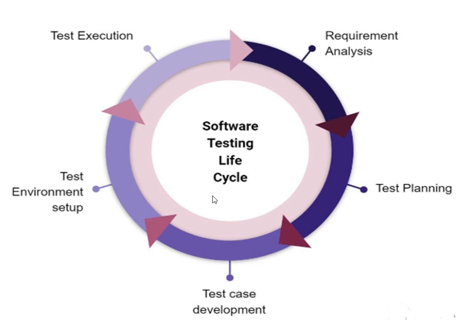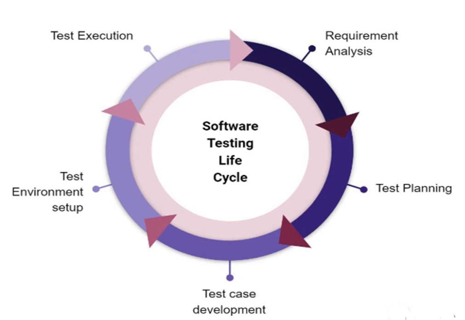Then we have the environment setup. There should be a different environment exclusively for testing, so there are no disturbances from the developer side or the client side. Then we have the test execution, where the developed test cases are executed, and if there is a difference between the expected result and the actual result, defects are raised for the developers, and the developers have to look into those issues and resolve them, and then the retesting happens once the execution is over.